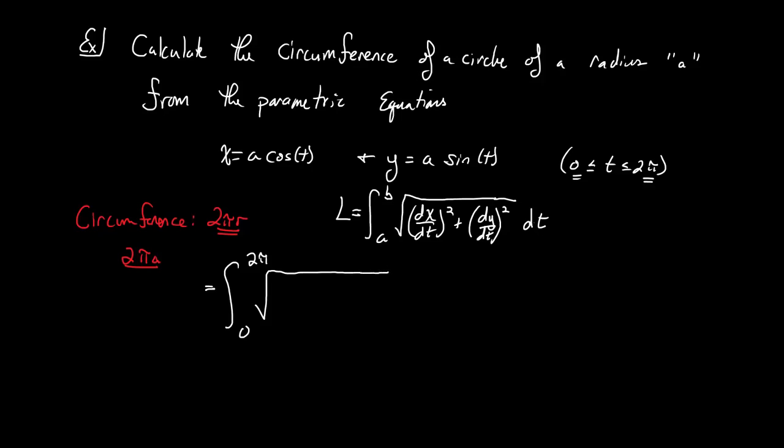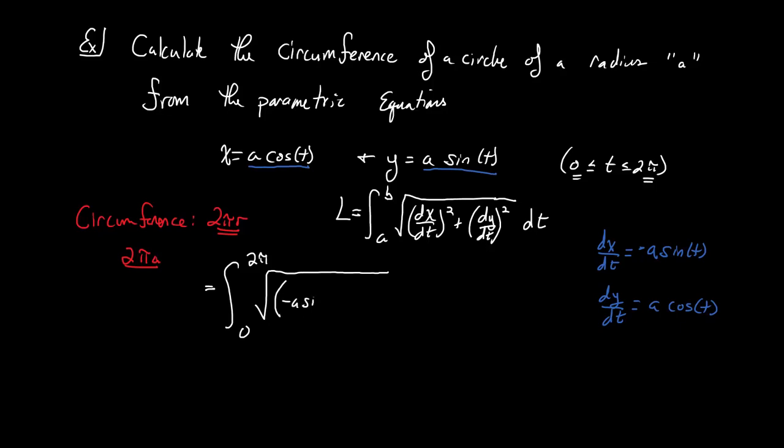First of all, let's figure out what dx dt is, so I'll do this over here in blue. We're going to take the derivative of a cosine of t, where a is a constant, we're going to have a, but our derivative of cosine will be negative sine of t, and dy dt, taking the derivative of a sine of t, is just going to be positive a cosine of t.